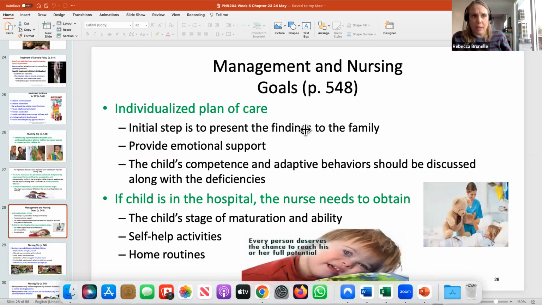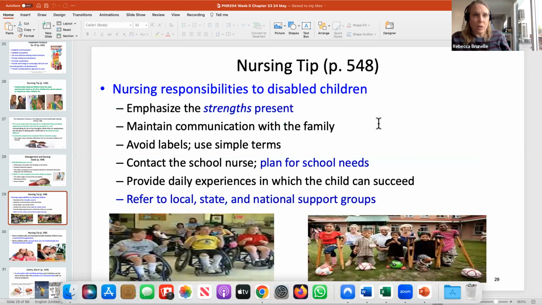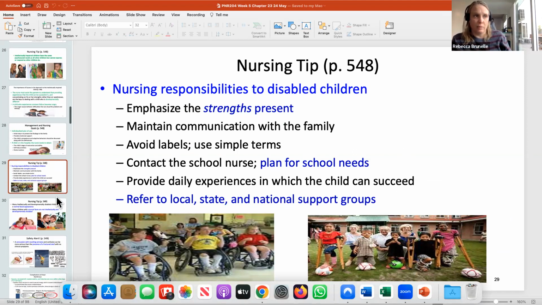No two children are the same. So individualize your care, develop your care to their maturation and their ability. Try to help them be as independent as possible. And when they're in the hospital, try as much as possible to incorporate their home routines. Always try to emphasize their strengths. Don't generalize or use stereotypes. School nurses are great. If you can get the school nurse involved, it should be beneficial to them. And there are lots of support groups out there for parents, so try to give them the resources that they need.